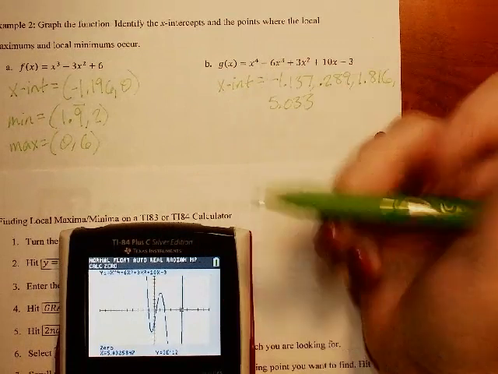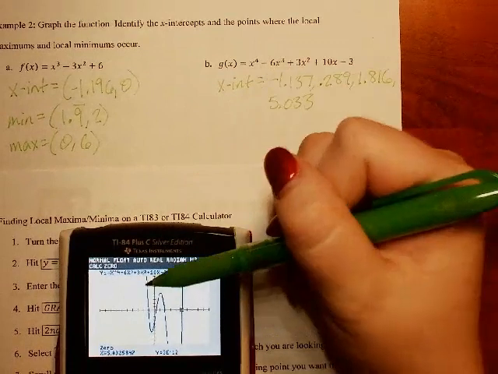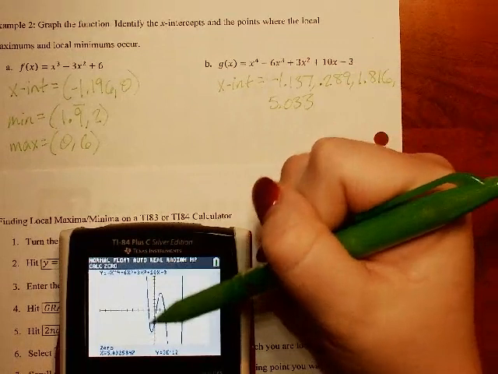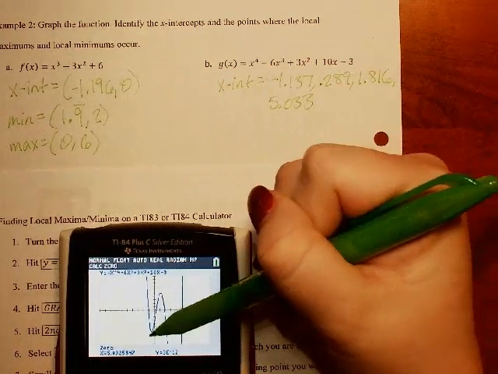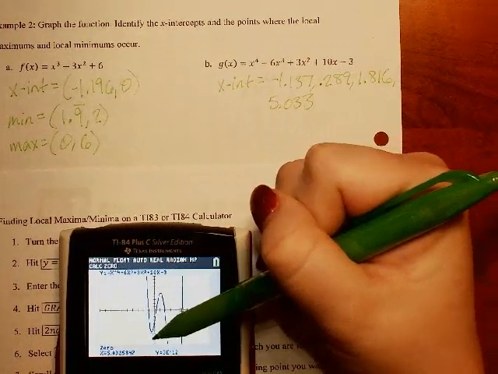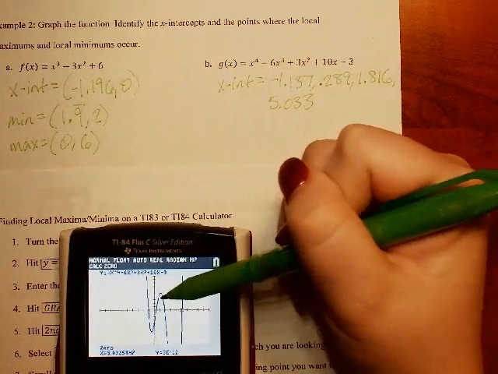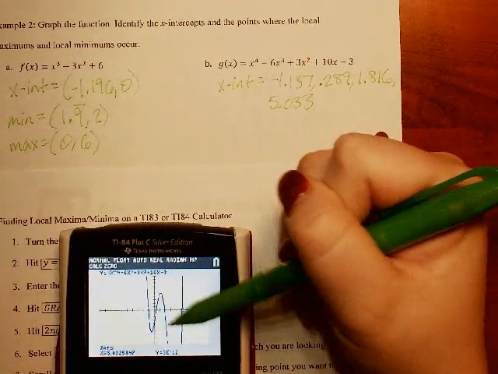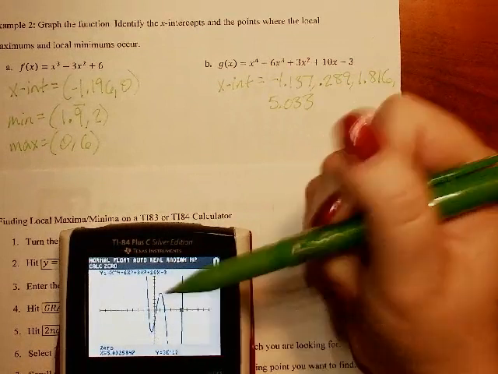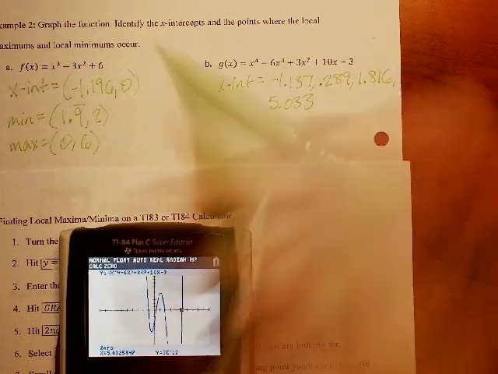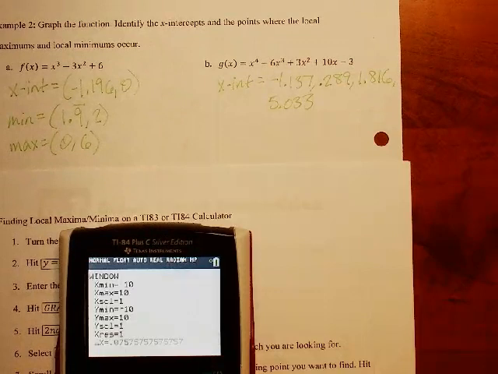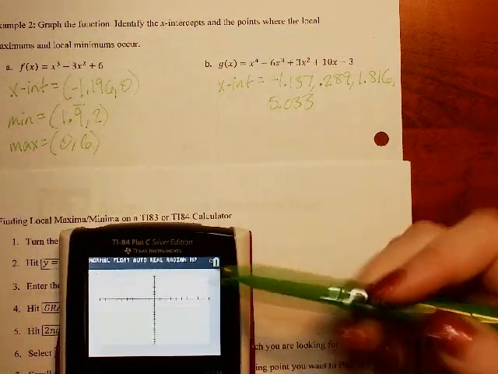Okay, now I have to look at this. I have my graph coming down, and then it switches to coming back up. So I have a minimum here, and then it's going up, and then it goes back down. So I have a maximum here, and then down here somewhere I'm going to have another minimum. So I'm going to change my window and have my y minimum, because I want to see lower, be negative 20, and see if that covers it.